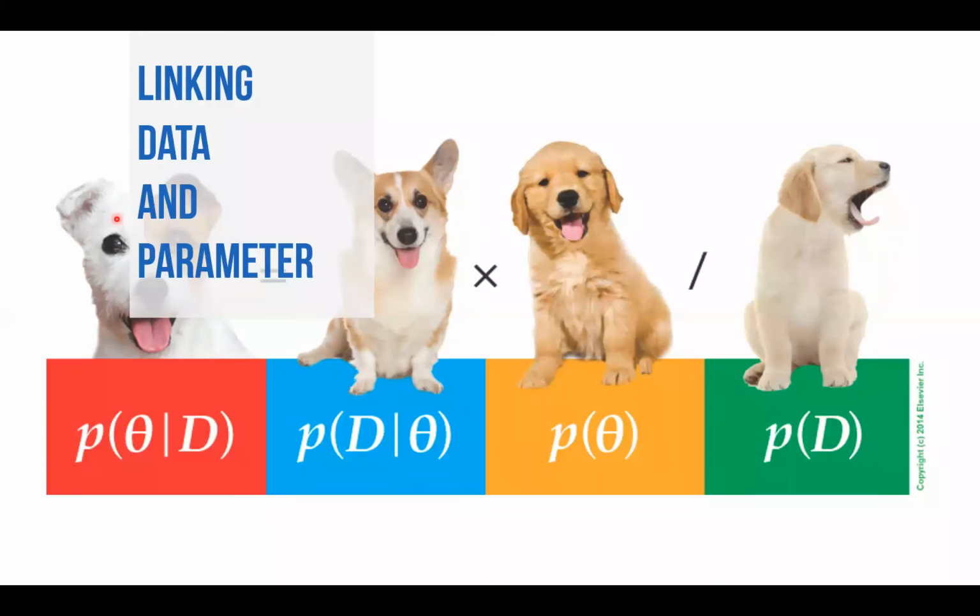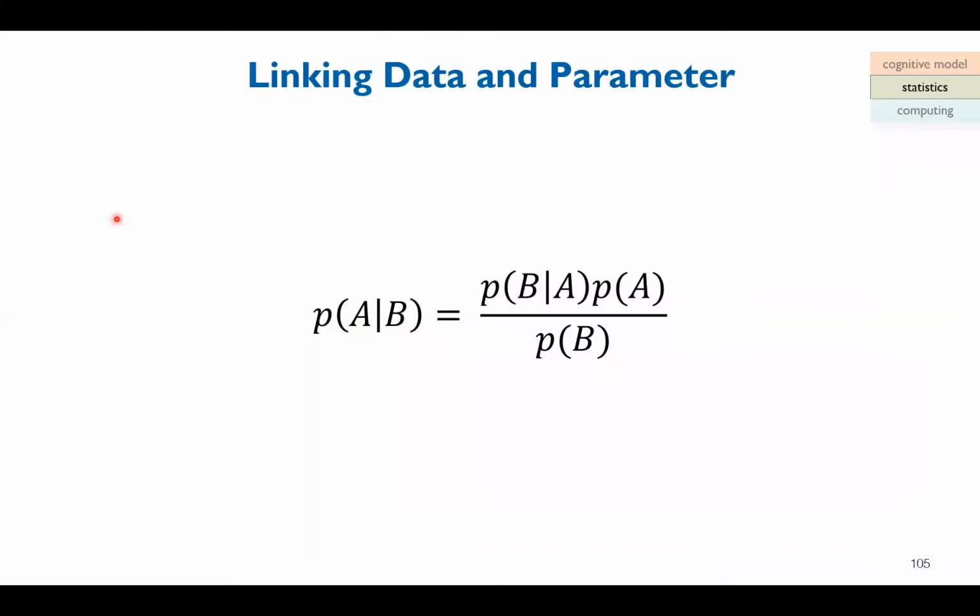Okay, so today the topic is about linking data and the parameter. Here is the Bayesian formula. The left-hand side is the probability of A given B, which equals, on the right-hand side, the numerator: the probability of B given A multiplied by P of A, and then the entire product is divided by P of B. This is the formula, and we know that these letters, A and B, are just something arbitrary.